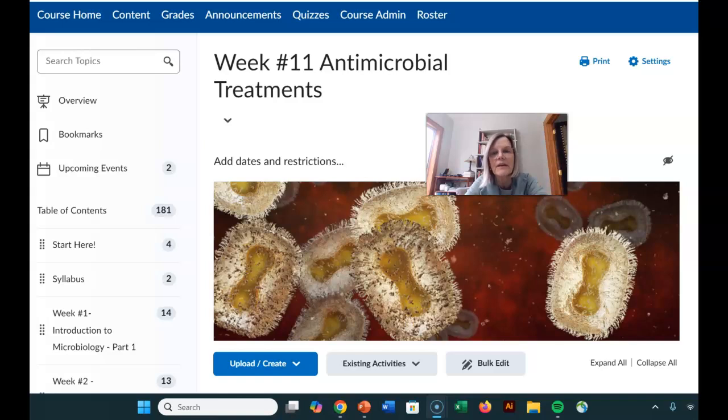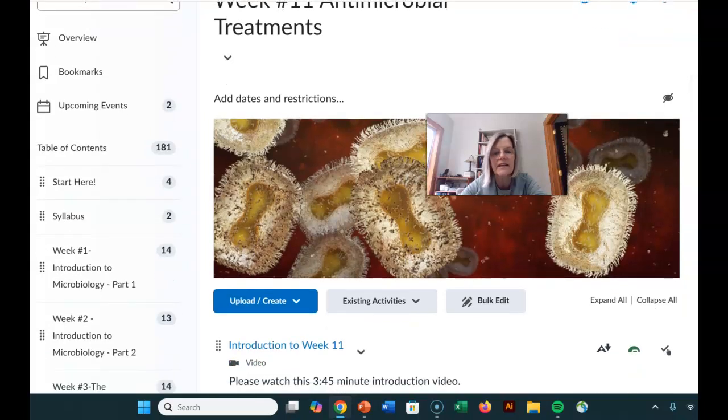We're going to be talking about antimicrobial treatments. So we're kind of getting into antibiotics and things related to antibiotics.